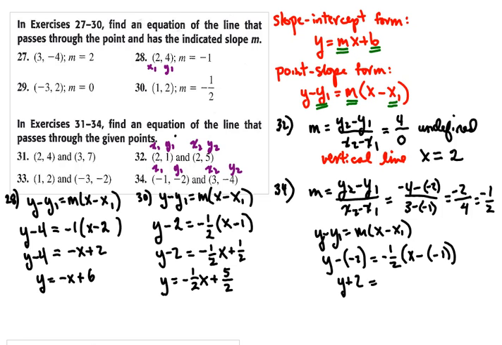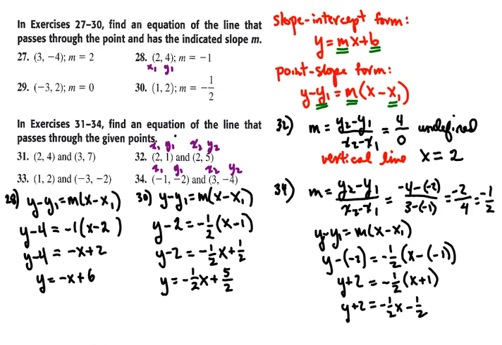And we simplify the left side, y minus -2 is y plus 2. And we simplify the right side, we get -1/2 times the quantity x plus 1. Multiplying out the right side, we get -1/2 x minus 1/2. So when we subtract 2 from both sides, and -2 is equal to -4/2, we're going to end up with y equals -1/2 x minus 5/2.